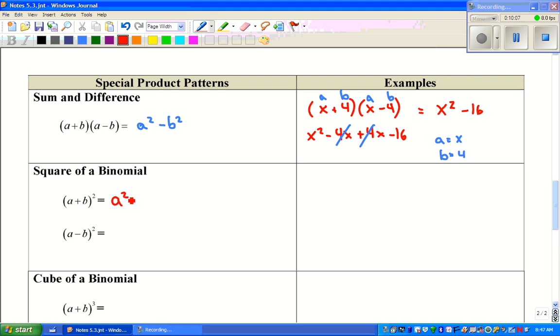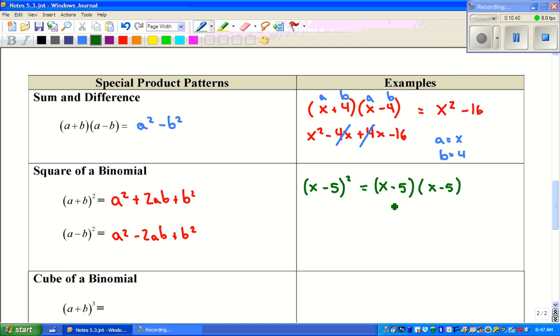All right? You'd end up with a squared, plus 2ab, plus b squared. Okay? In this one, you'd end up with a squared minus 2ab, and plus b squared. These are just patterns that you can use. Examples, let's say you had x minus 5, and you had that squared. Well, you know that means x minus 5 times x minus 5. If you did FOIL, you'd end up with x squared minus 10x, all right, plus 25.